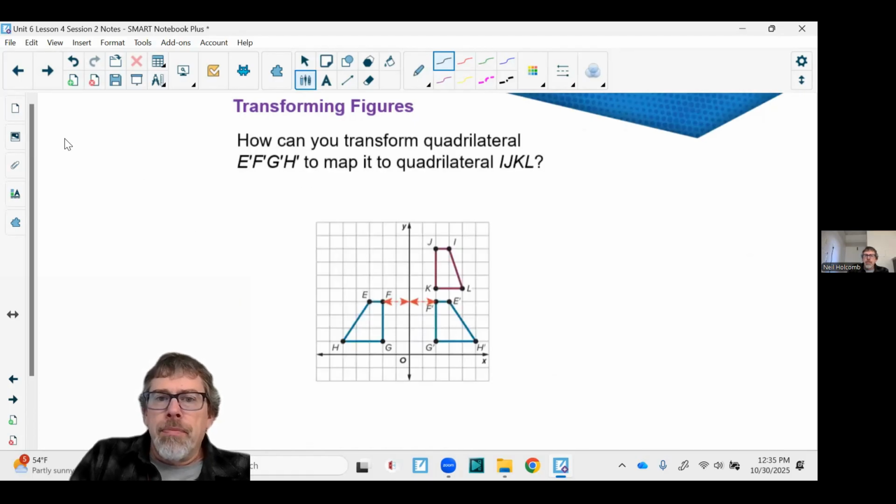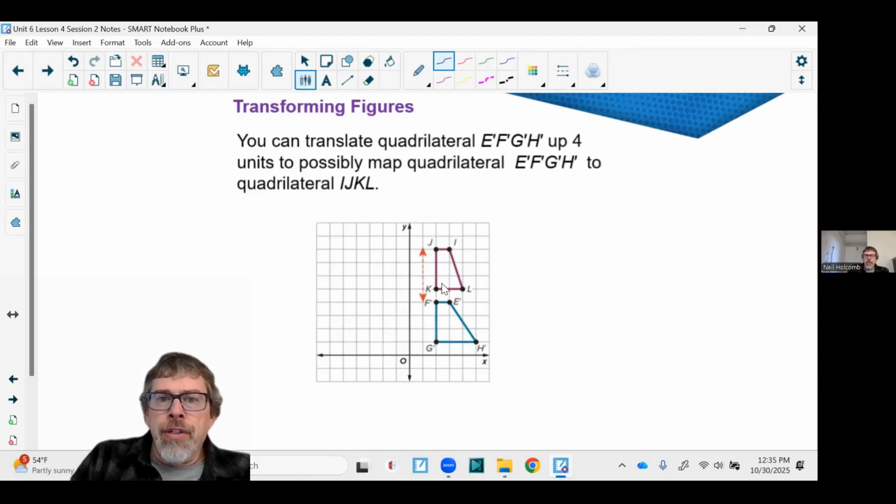Okay. So here's the first step. We would have to reflect across the y-axis to get this over to here. And then the next thing we'd have to do is translate up 4 units to possibly map them to IJKL. So this is an image. So it's primes, E prime, F prime, G prime, H prime, where the pre-image was over here. So we reflected it across, and then when we move it up, we will see that H will end up here. So this would be H prime, H double prime, which would become L. And it missed by 1.